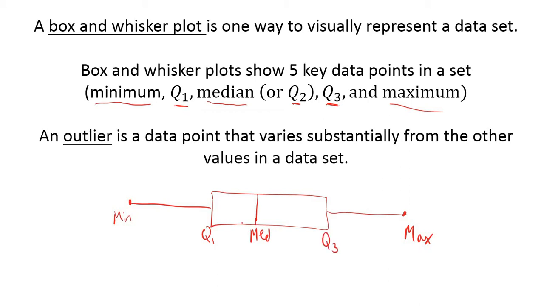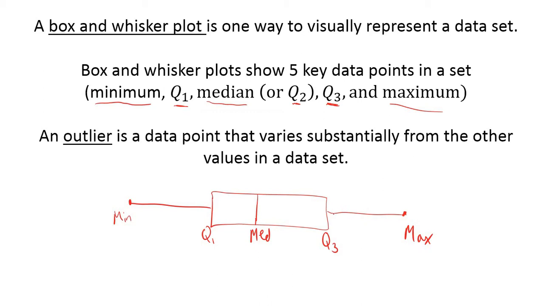So what this represents is that 25% of all your data is going to be below this Q1. So we're really dividing it up into quartiles, 25%. So 25% of our data is right here, 25% in here, and then the other 25% out here.